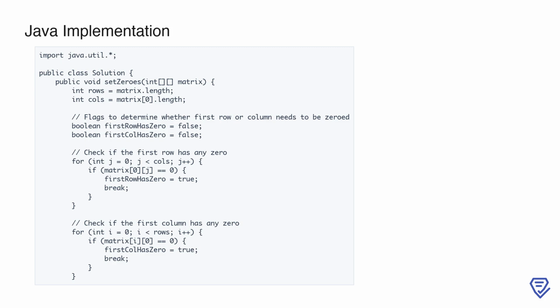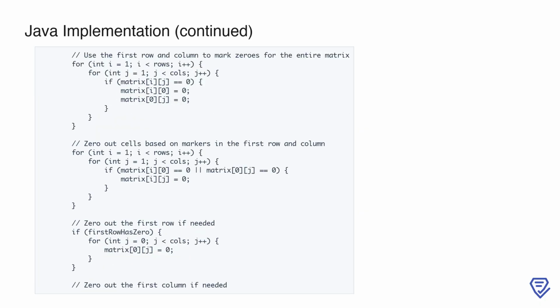This is important because we'll use the first row and column later to mark which rows and columns need to be zeroed. Next, we iterate through the first row to check if any of its elements are 0. If we find one, we set firstRowHasZero to true and break out of the loop. Similarly, we loop through the first column to check for zeros, updating the firstColHasZero variable as needed. These checks ensure that we don't lose track of the original state of the first row and column as we modify the matrix later. Now, we leverage the first row and column as markers to efficiently identify which rows and columns need to be zeroed.